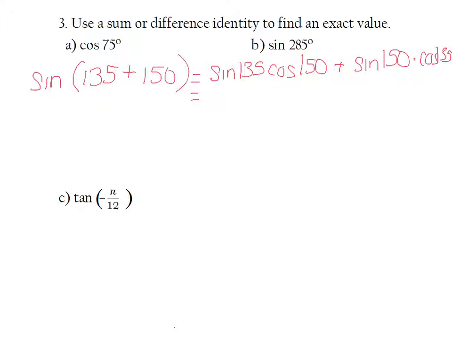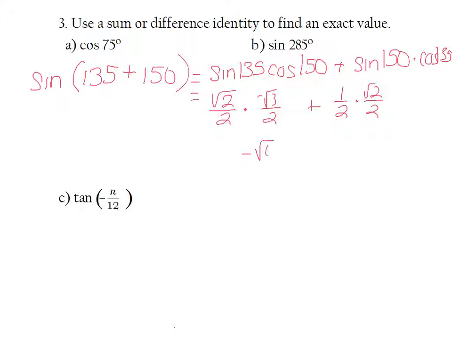The sine of 135 is positive, root 2 over 2. Cosine of 150 is a negative, root 3 over 2, plus sine at 150 is 1/2, and the cosine at 135 is root 2 over 2. And then you just clean it up.